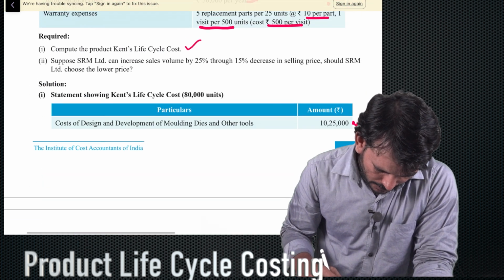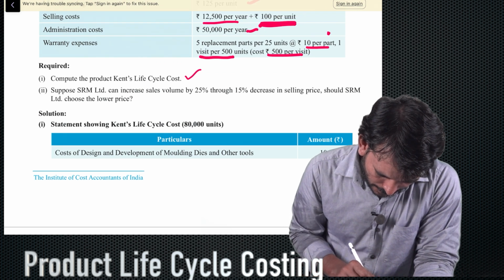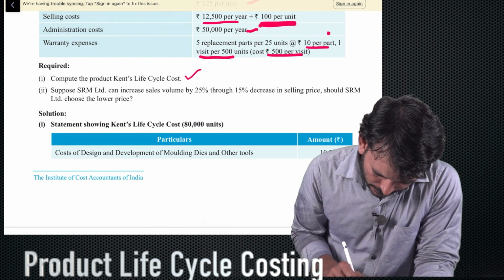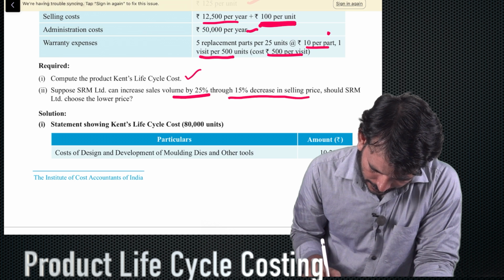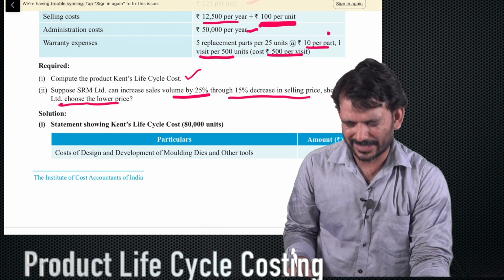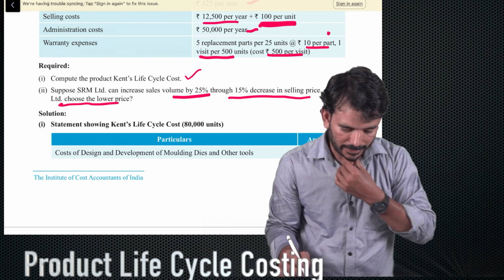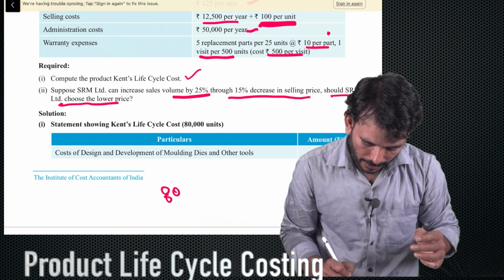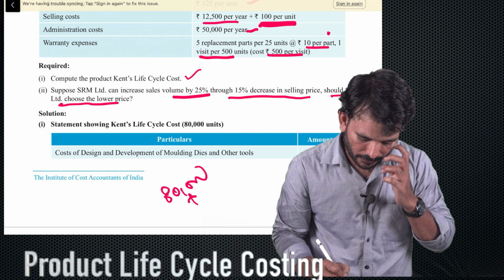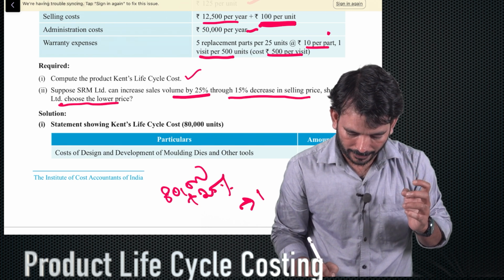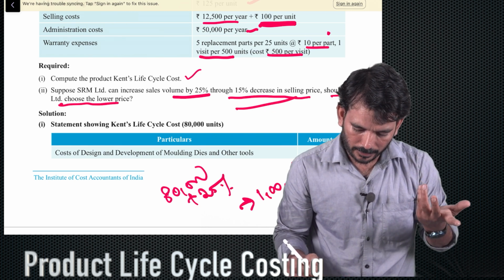Okay, so next question in this part only. Suppose SRM can increase the sales volume by 25% through a 15% decrease in selling price. Should the company choose the lower price? Same question. So whatever we have done in the earlier question, same pattern. Now what will be the case? 80,000 is the present capacity. Now they are saying we will increase it by 25%. Okay, so it will be 1 lakh. Fine. Decrease the selling price by 15%.